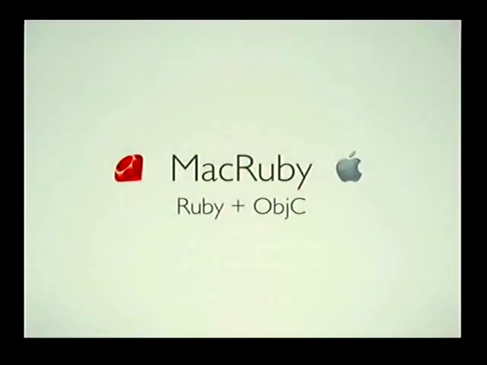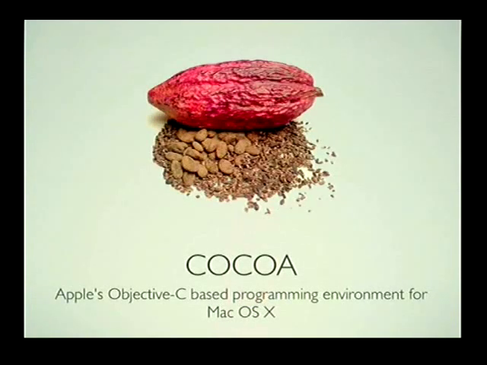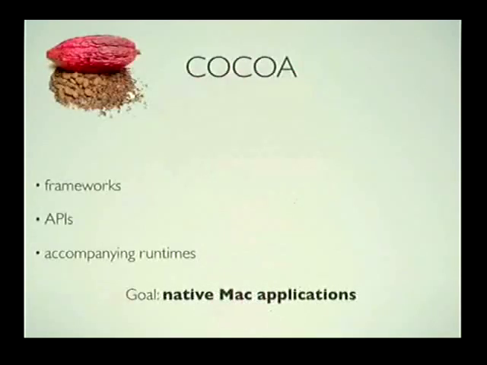I'm going to talk about Cocoa first, because MacRuby uses Cocoa, and the main objective when you use MacRuby is usually to write a Cocoa app. So let's cover Cocoa quickly. Cocoa is Apple's object-based programming environment for Mac OS X. So that's basically all the tools you have when you want to write a native app for Mac OS X.